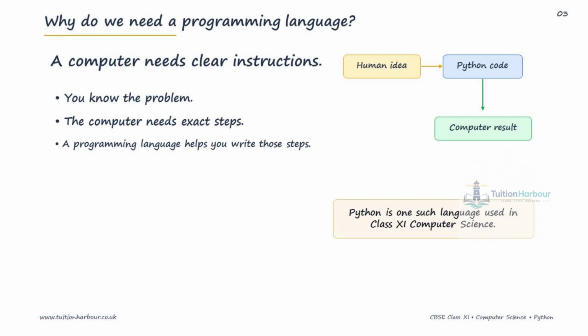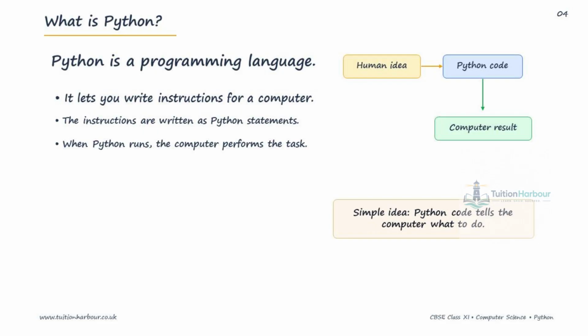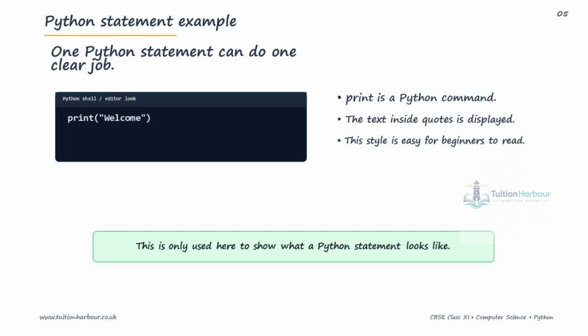A computer needs clear instructions to solve a problem. A programming language helps us write those instructions in a form the computer can process. Python is a programming language. It allows us to write instructions called Python statements, which tell the computer what task to perform. Here is a simple Python statement. Print welcome. The print command displays the text written inside the quotation marks.